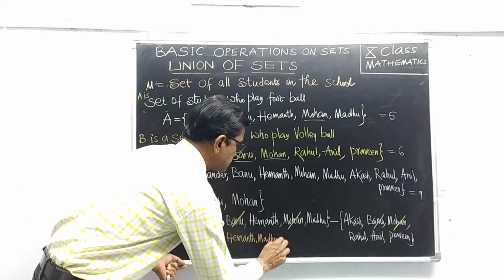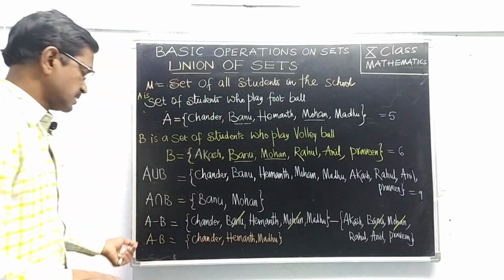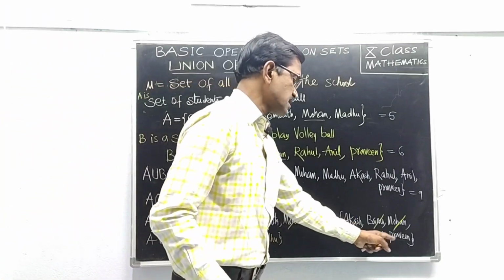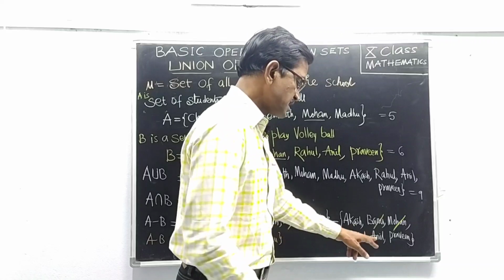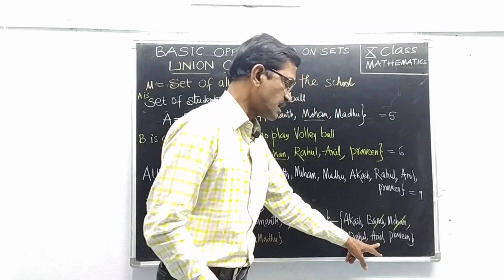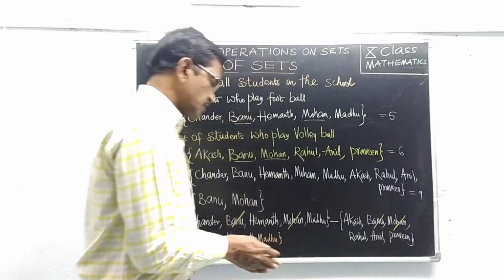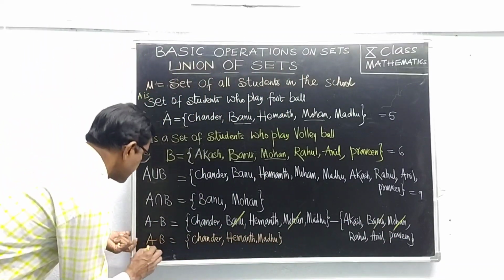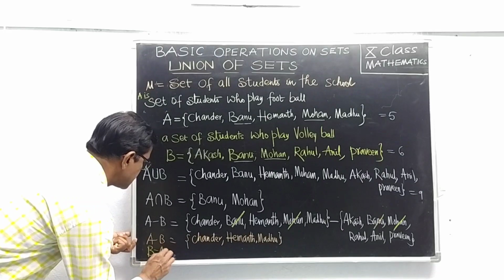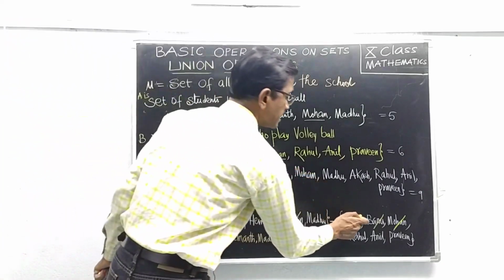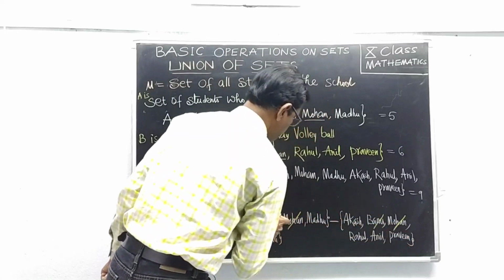The set of these three elements is called A minus B. But what about these elements? These students play only volleyball but not football. 1, 2, 3, 4. So that set is called B minus A. B minus A means the elements which are in B but not in A. They only exist in B but not in A.